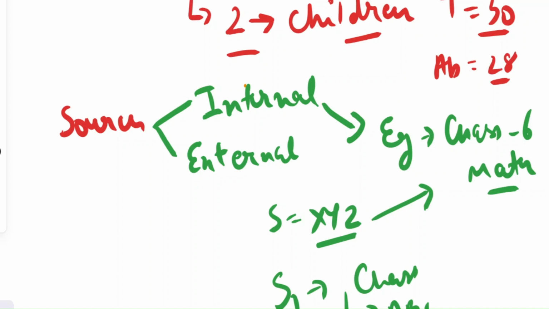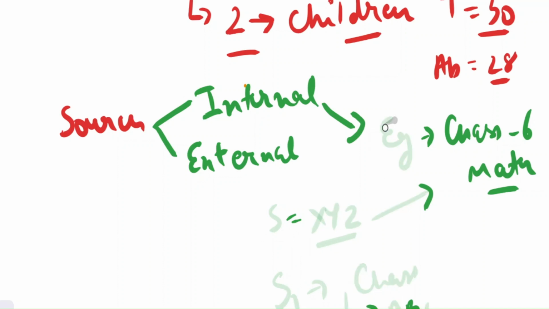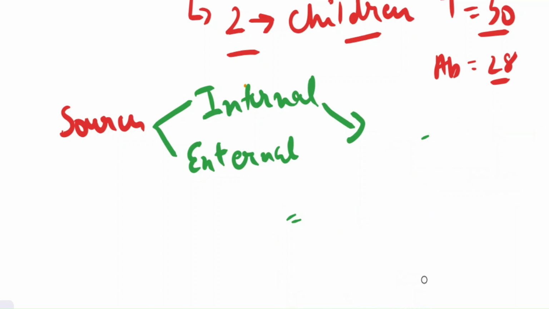I hope it's clear to everyone what internal source of data means and what external source of data means, right? The point to be remembered is that the internal source of data is where you collect the data inside the organization. External means where you collect the data from outside the organization, right?